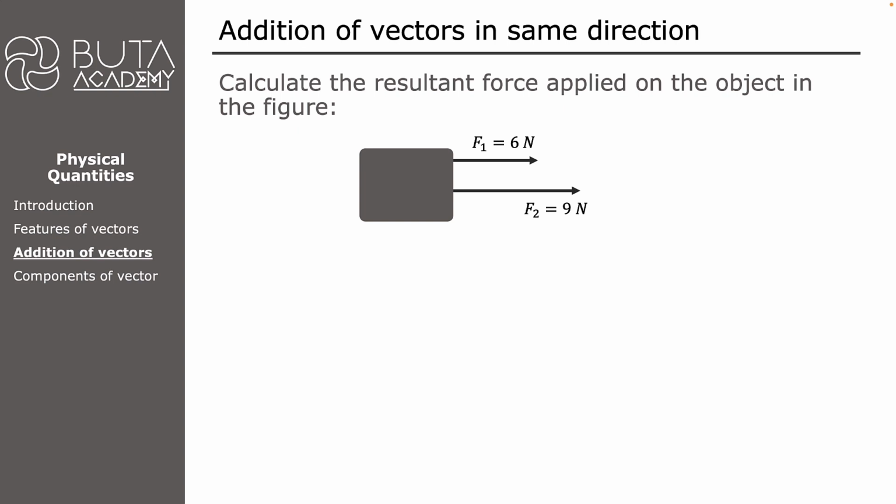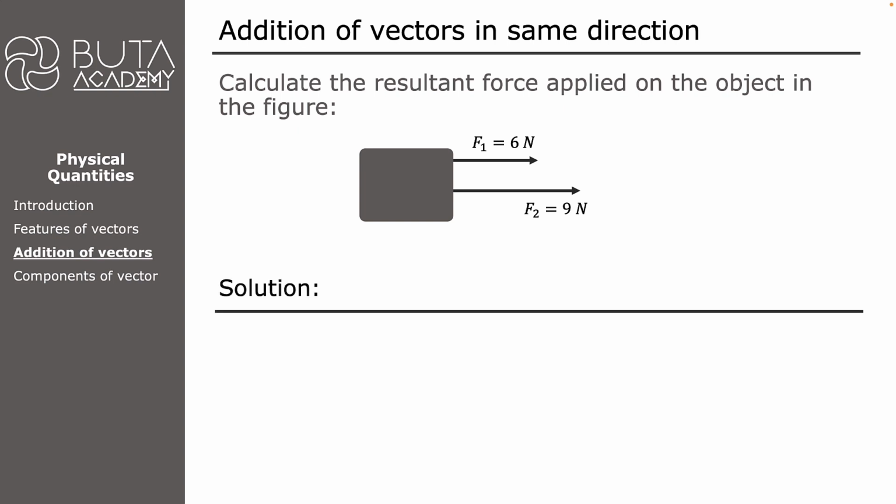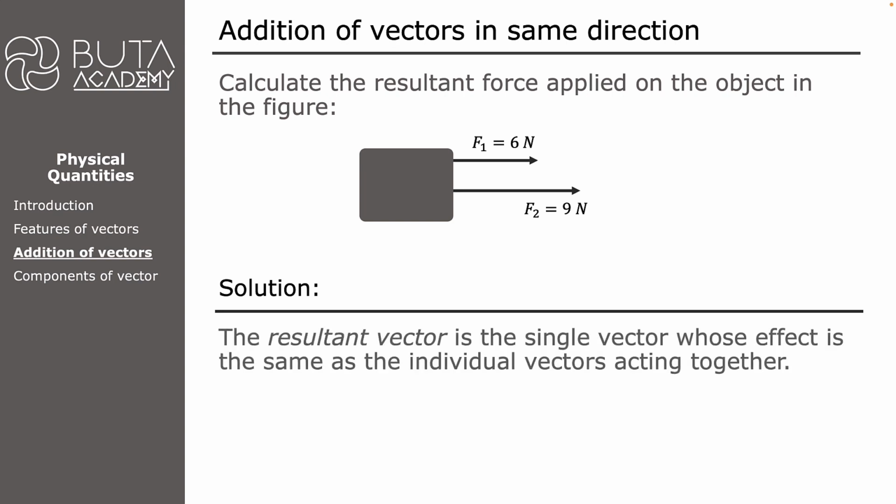We can start to solve the question by defining resultant force or resultant vector. The resultant vector is the single vector whose effect is the same as the individual vectors acting together. For this specific question, we need to find out a single vector which will have same effect as the two vectors in the figure. To calculate it, we draw the first vector and from its end we draw the second one. The resultant vector will have the same length and direction as both vectors together. We can replace two vectors with a single vector pointing to the right with magnitude of 15 newtons.